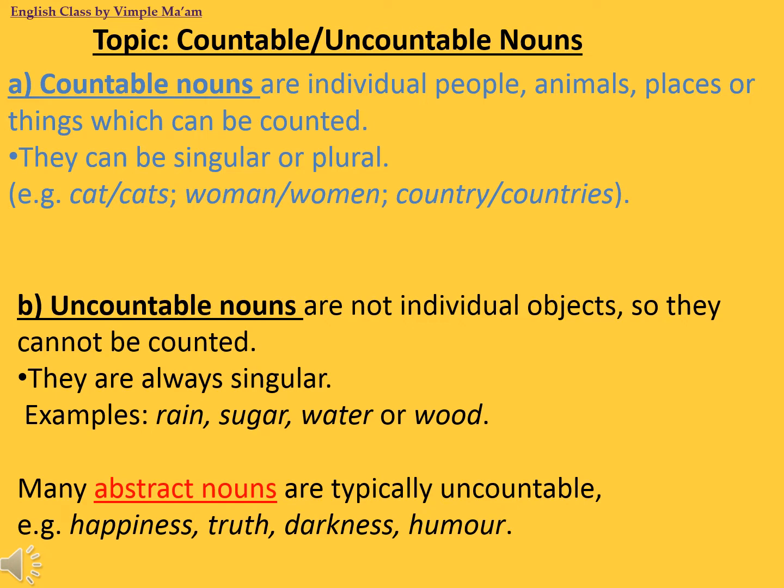Even if we take the example of sugar, we cannot count one sugar, two sugar. Whether it is 1 kilogram of sugar or 2 kilograms of sugar, sugar will remain sugar. That means uncountable nouns are always singular. Another fact: many abstract nouns are typically uncountable. Abstract nouns are the nouns which talk about some idea, quality or state of being, like happiness, truth, which we are going to learn in the forthcoming sessions.